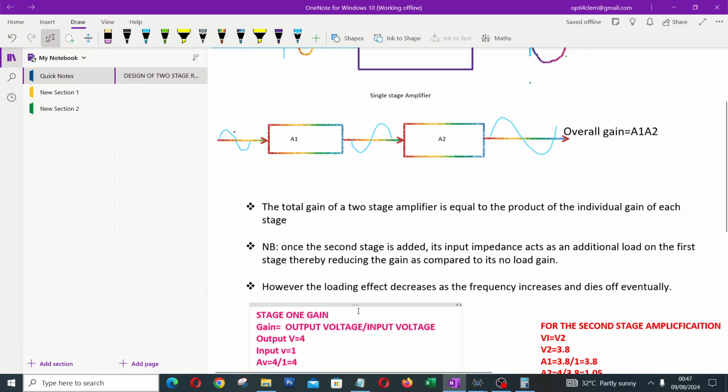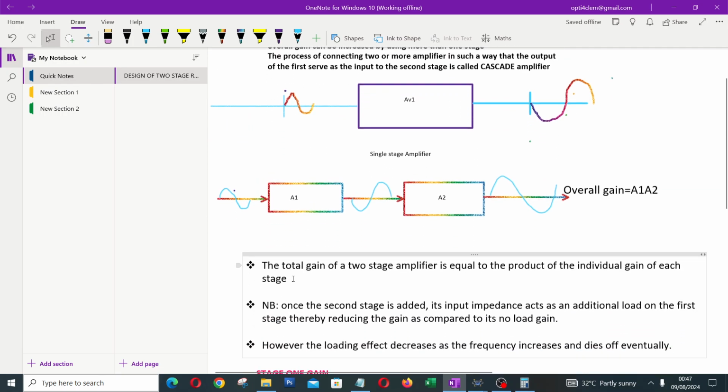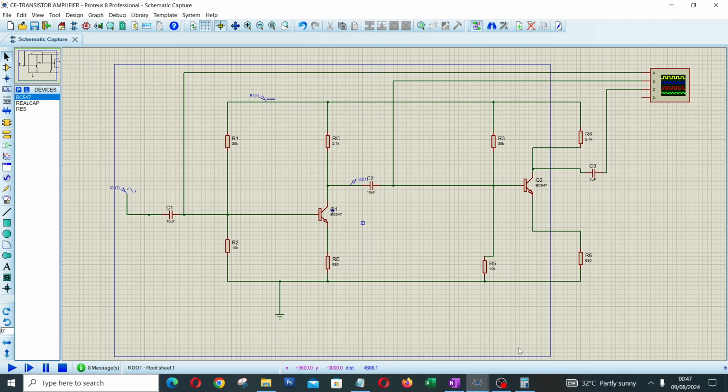If you can increase the frequency of the input signal, then the loading effect will cancel. So we're going to make use of the transistor circuit that we developed in our previous video, that is the common emitter transistor amplifier implementation. So I'm going to open that Proteus file, then we simulate it and see everything we have been talking about.